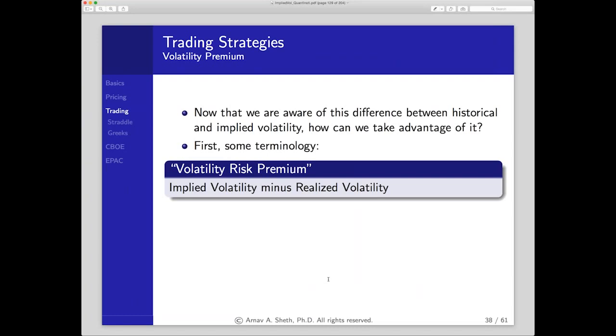In the interest of time, I'm just going to skip the slides, and I'm going to jump to the trading strategies. But before I jump to the trading strategies, I just want to talk about the volatility risk premium.